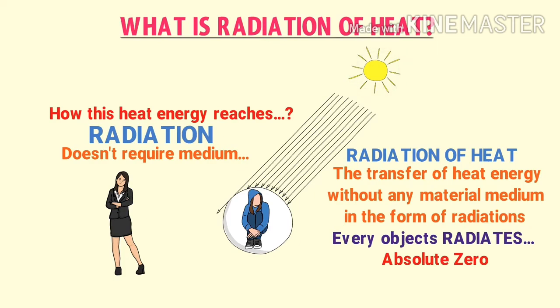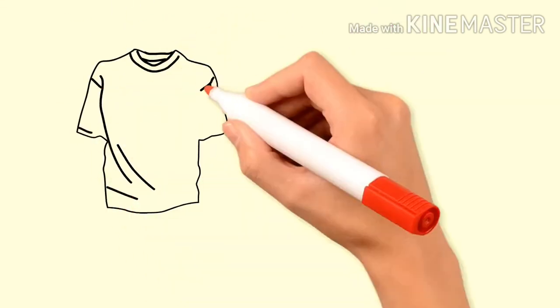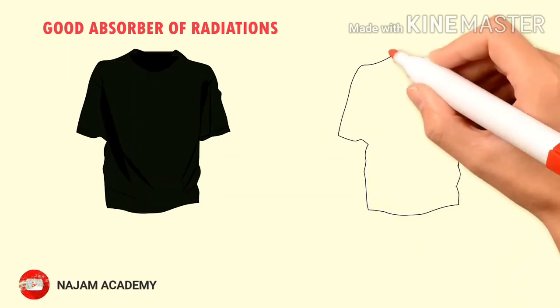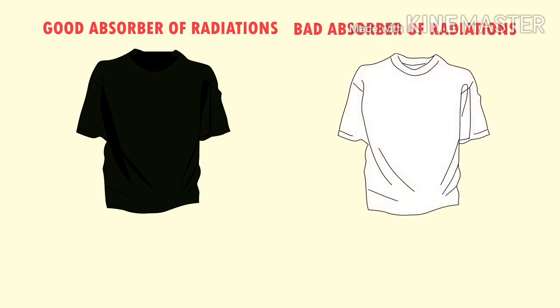At last, let me give you one bonus point. Remember that black objects are good absorbers of radiation, like this t-shirt, while white objects are bad absorbers and good reflectors of radiations, like this t-shirt. In winter, people wear black color dress, while in summer, they wear light color or white color dress.